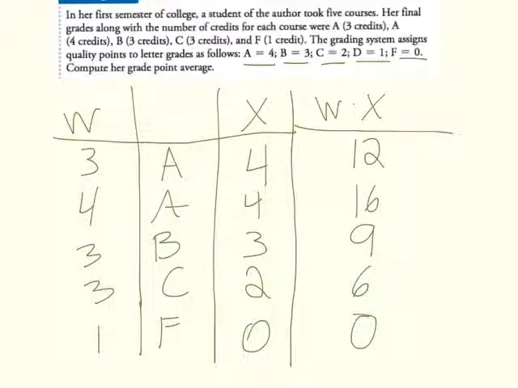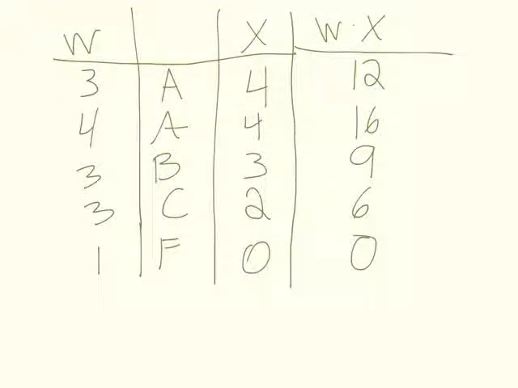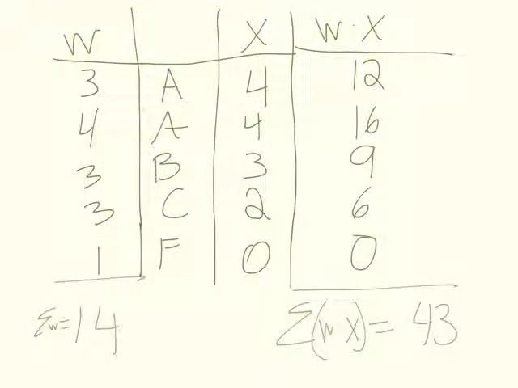And what we need to do now is sum those 2 columns up. So take a second and do those sums. Okay, so our sum of all of the weights, if you add all these credit hours up, she has 14 credit hours for that semester. And then when you add up the quality points, you get 43.